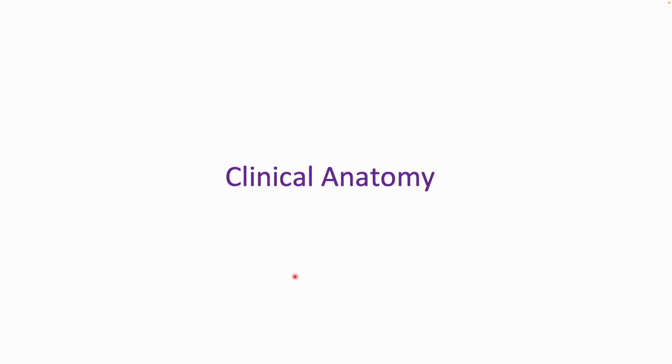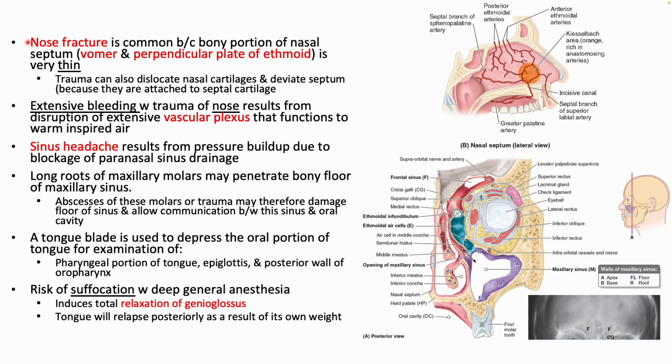And to finish the video, we'll look at some clinical anatomy. And so nose fractures are going to be really common. If we're looking at the nasal cavity, that's going to be the primary clinical concern. So if you get a nose fracture, the reason that that's so common is because the bony portion of the nasal septum, which we talked about, that's the vomer and perpendicular plate of the ethmoid, is really thin. So you can feel on your nose the cartilage, the bone's going to be really thin, just like that. And so if trauma happens there, that can also dislocate the nasal cartilage and deviate your septum. And that's because they're attached to the septal cartilage.